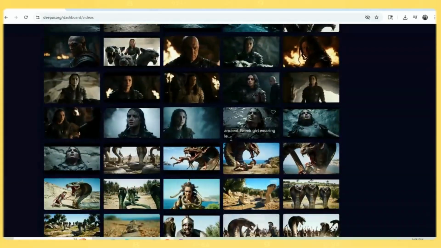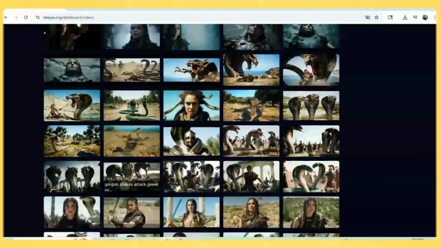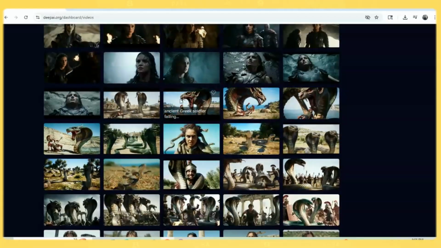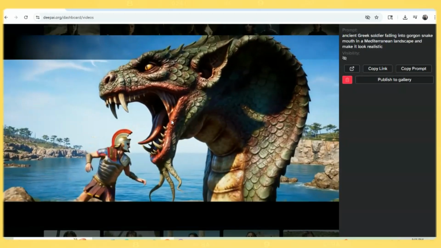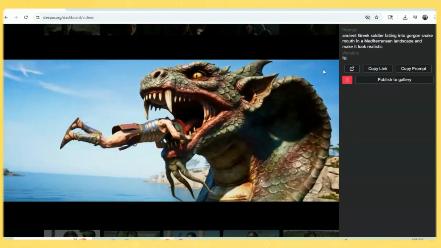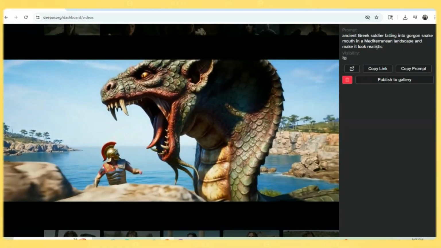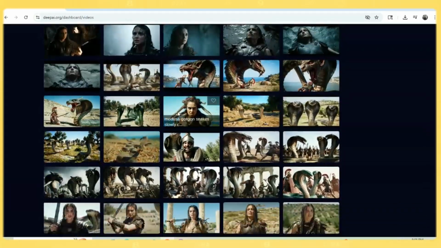And definitely some of the funniest things of all came from the snakes. It was very hard to get any snake shots that weren't silly in some way, including the ones that went into the video itself. So this one was in the video, just a small piece of it. It was so hard to describe them in a snake's mouth. It's like ancient Greek soldier falling into Gorgon snake mouth in a Mediterranean landscape and make it look realistic, because it wasn't making it look realistic. I had to describe it.